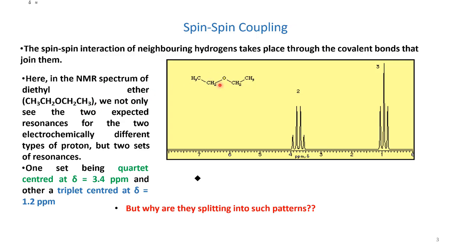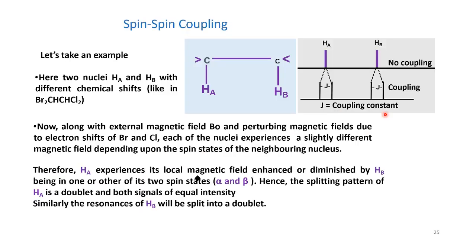So in this one, this is an ether. We not only see the two expected resonances for two chemically different protons, but two sets of resonance. So one set is the quartet, at delta 3.4 ppm, and one is a triplet, around 1.2 ppm. So why is this splitting happening? It is because of a parameter called J, that is the coupling constant. When we do not have any coupling, the peak will be a single peak. But if we have coupling, then it will split into two peaks. So two different peaks will be coming.